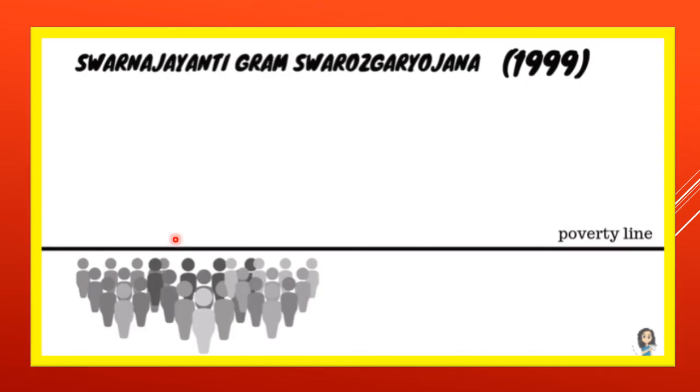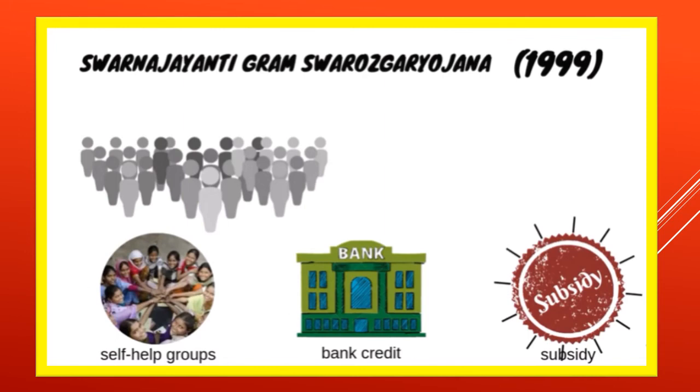In 1999, Swarnajayanti Gram Rozgar Yojana was launched, and this programme aims at bringing the assisted poor families above the poverty line. This Yojana assisted the poor families to bring them above the poverty line by organizing them into self-help groups, through a mixture of bank credits and government subsidy. So they would be given subsidy and bank credits to develop something on their own.